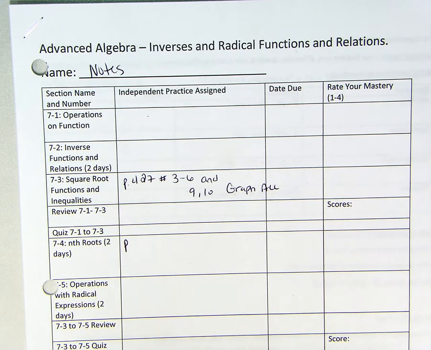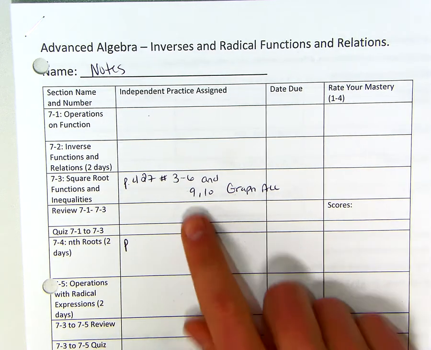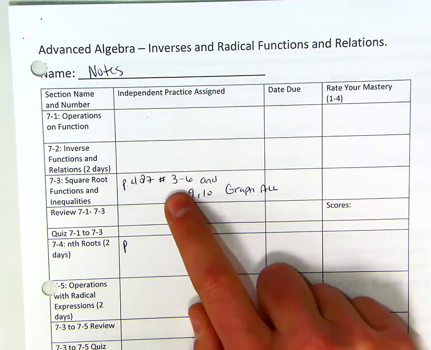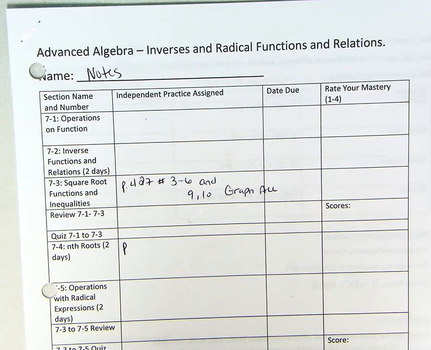Alright, so we're going to go over 7.3, square root functions and inequalities. Your homework for tonight will be page 427, numbers 3 through 6, and then 9 and 10. Make sure to graph all. 9 and 10 are dealing with the inequalities. 3 through 6 deal with the functions themselves.